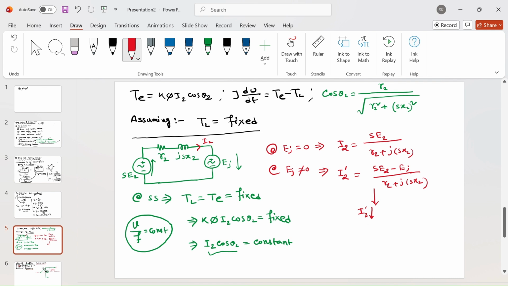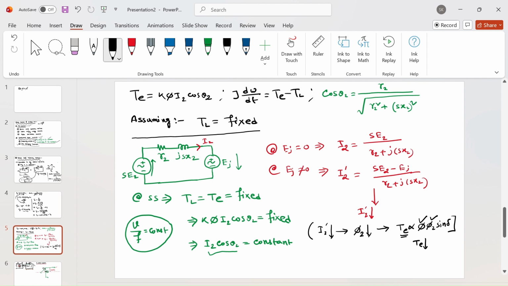Maybe I can write it this way to explain better. If I2 prime decreases, then the rotor flux, I'm calling it phi 2, let's say, will also decrease, and the electromagnetic torque TE is proportional to phi 2 sine delta. So this phi is the stator flux and phi 2 is the rotor flux. So this electromagnetic torque TE value will also decrease. If the TE value decreases, then what will happen?